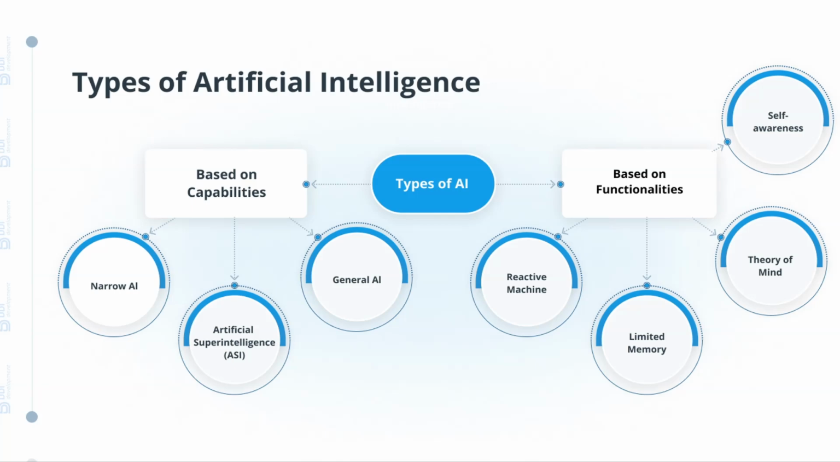So when we talk about AI based on capabilities, there are narrow AI, general AI, and artificial super intelligence. Based on functionalities, there are reactive machine, limited memory, theory of mind, and self-awareness. We have given these categories based on capabilities and functionalities. Everything we will discuss practically. Okay, then we will go.